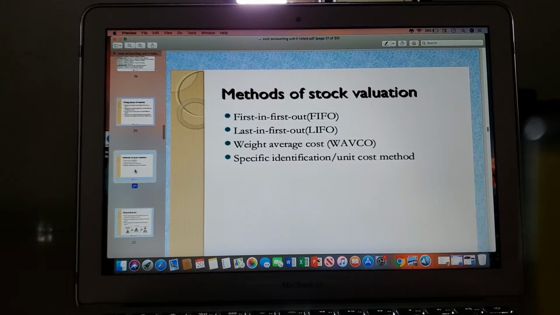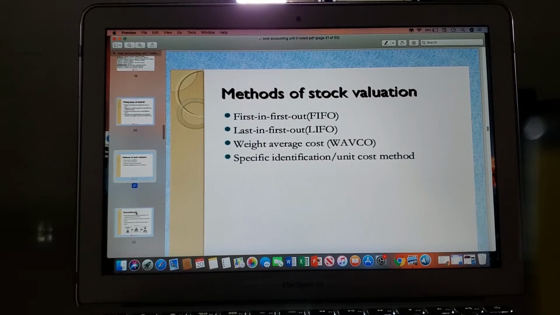Methods of stock valuation. There are 4 methods of stock valuation. First is first in, first out, FIFO. Second is last in, first out, which is LIFO. Third is weighted average cost, which is WAVCO. And finally, the specific identification unit cost method.